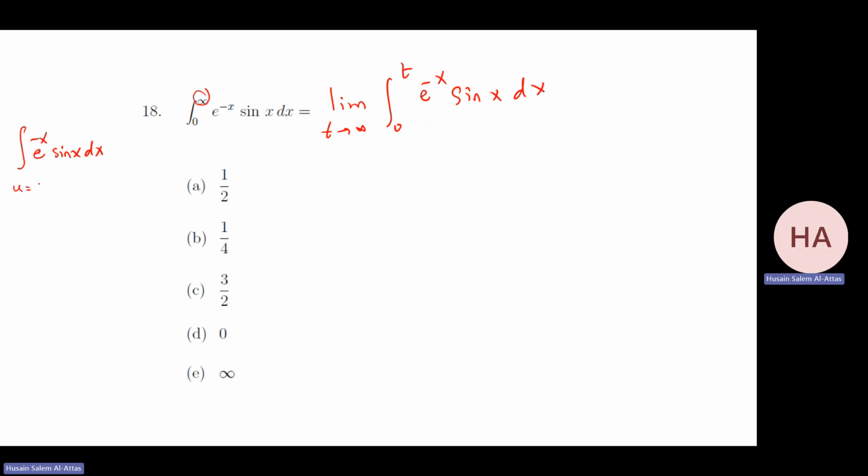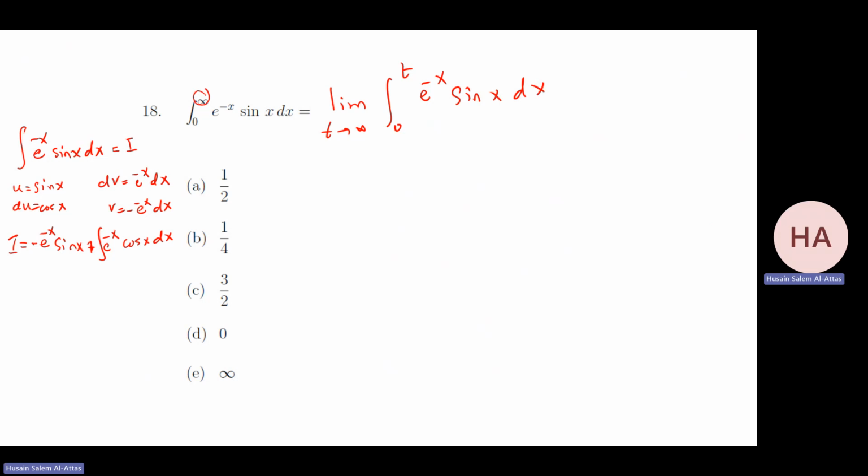Yeah, I didn't notice the point here. u equals sine x, du equals cosine x, dv equals e to the minus x dx. So v is minus e to the minus x. Okay. Call this I, because I need to return back to this I. I will be minus e to the minus x sine x minus integral, that will be plus, minus times minus, e to the minus x cosine x dx.